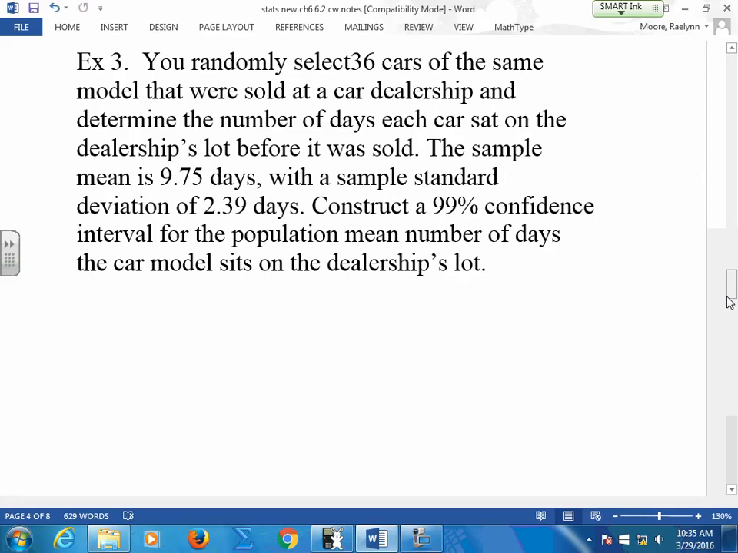All right, let's try one more. Can you kind of see where our difference is? We don't have a real big difference in here. The fact that we don't know your population standard deviation is our major hit.